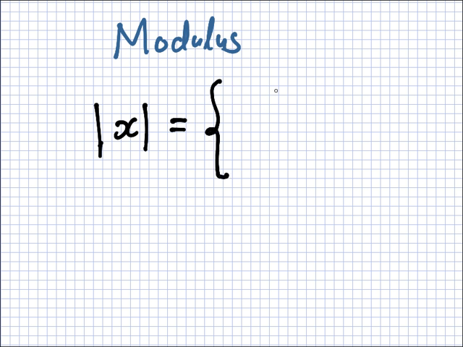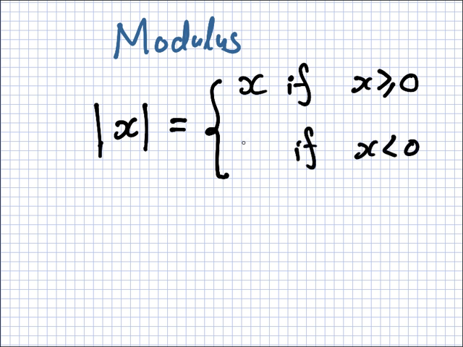So I would explain it like this. It's x if x is bigger than or equal to 0. And then what do you do if x is less than 0? x bigger than 0 equals x, and x less than 0 is minus x. So this equals this equals this. Yes. So you've seen this before.